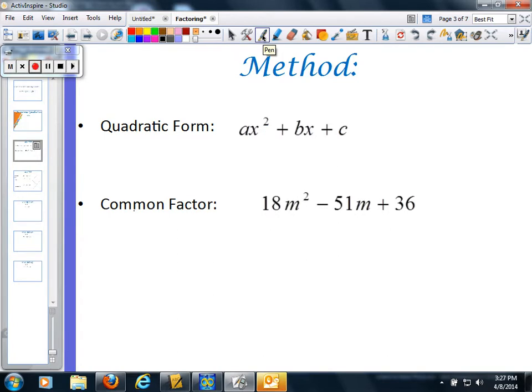In this problem, the first thing I want to see is, do they have a common factor? I know 3 is a factor of each one of these. So I can pull out a 3, which gives me 9m squared, 51 divided by 3 is 17m, plus 36 divided by 3 is 12. Now there are no more common factors in 9m squared minus 17m plus 12. So this factor would then go down into my answer, which makes things a little bit easier for me.